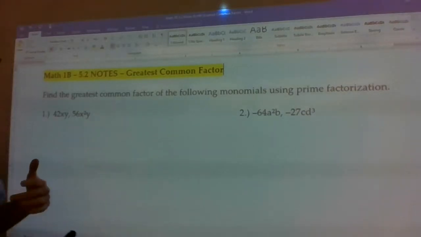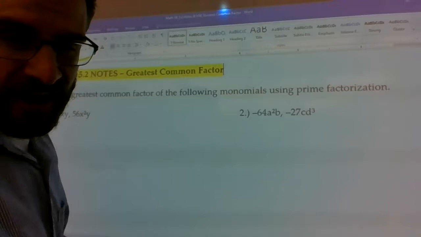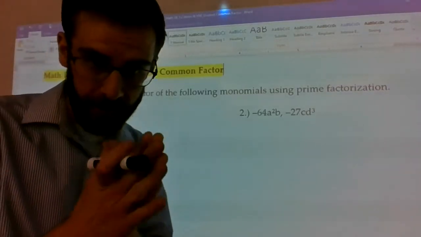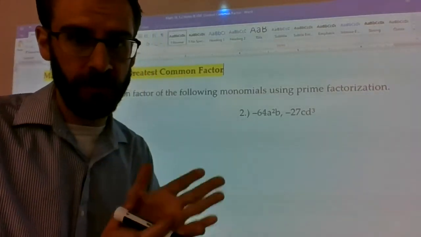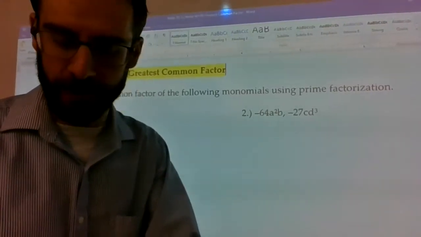All right, so I have a specific strategy for finding a greatest common factor using prime factorization. It's not the only way to do it, but it's the way I'm wanting you to do it on tonight's homework. So it should look like this. Otherwise, I might not give you much credit for it.